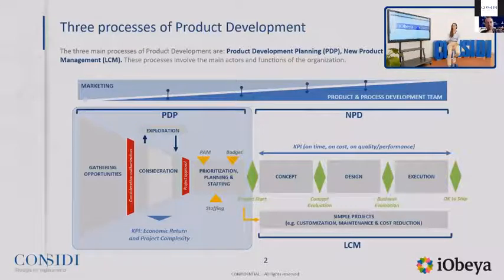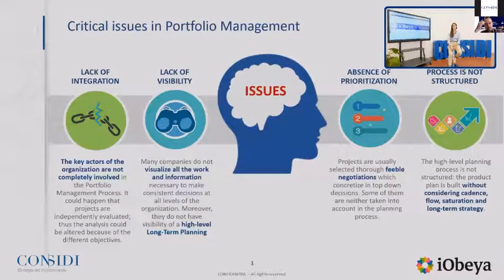So before entering in detail in this funnel, I would like to present which are the main criticalities, the main issues that basically we figure out when we implement portfolio management for our clients. Here there is a synthesis of the key issues that basically are four. So the lack of integration, the lack of visibility, then we have the absence of prioritization, and sometimes it happens that the process is not well structured.